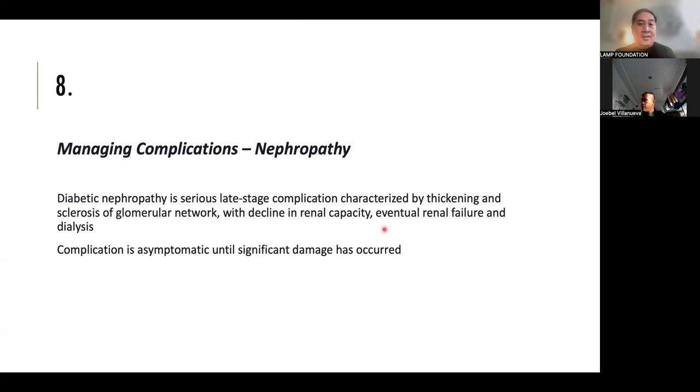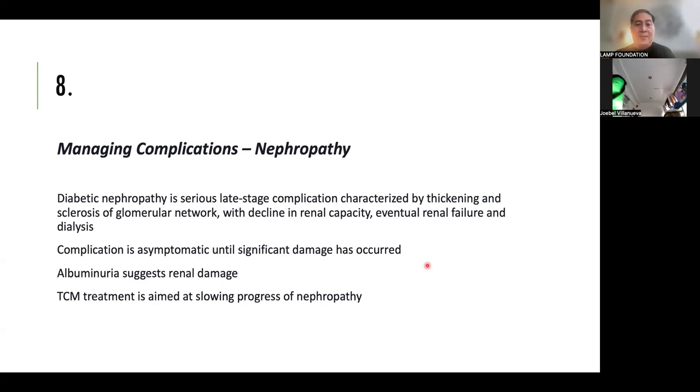And the bad news here is the complication. Nephropathy is asymptomatic until significant damage has occurred. So do not be too complacent because you're not feeling anything. That means you're okay lang yung kidneys mo, no? So do urinalysis. If you find that you will see a lot of albumin or protein in your urine, that suggests that there is now kidney damage. Okay, mataas yung albumin, mataas yung protein sa urine.